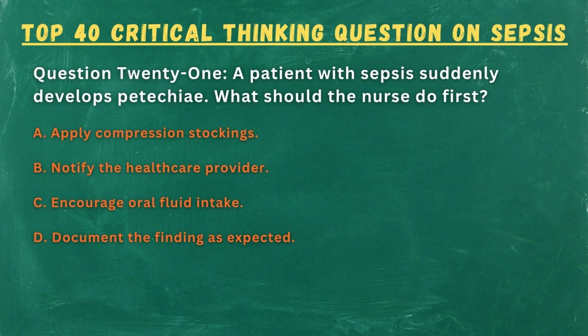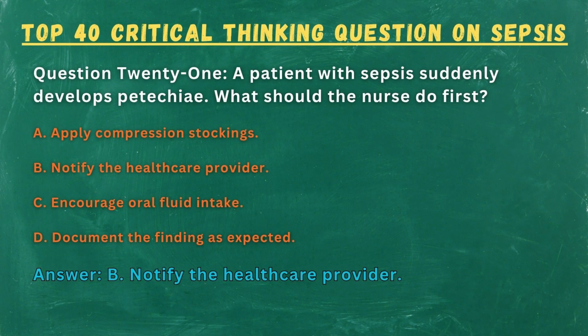Question 21. A patient with sepsis suddenly develops petechiae. What should the nurse do first? A. Apply compression stockings. B. Notify the healthcare provider. C. Encourage oral fluid intake. D. Document the finding as expected.